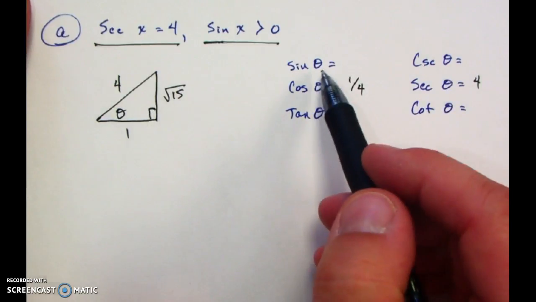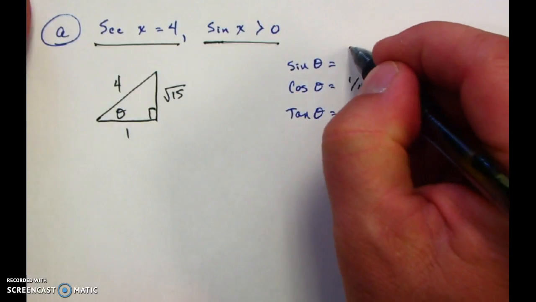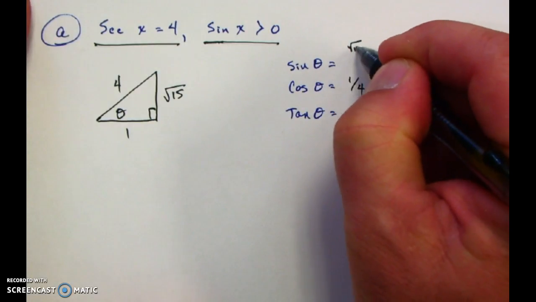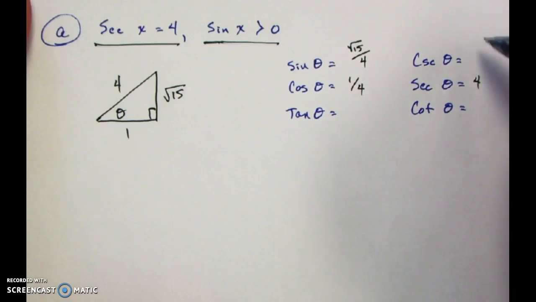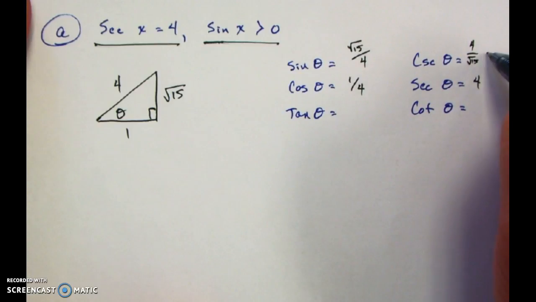So now as far as finding the sine of theta, now we have opposite over hypotenuse, so we can now use the triangle to find the rest of these values. The reciprocal of that then would be 4 over the square root of 15. We, of course, want to rationalize our denominator, so that would be 4 square root 15 over 15.